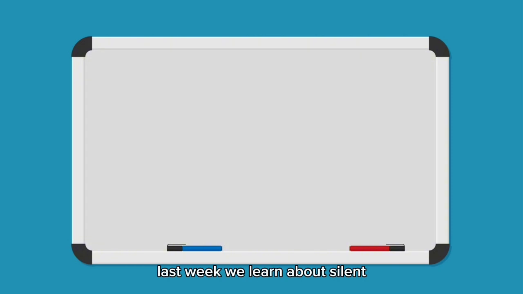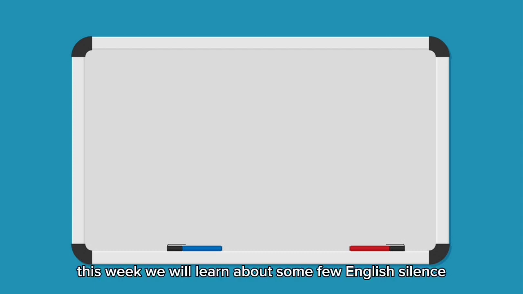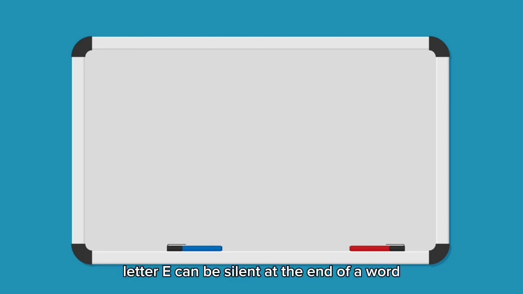Last week we learned about silent letters in a few English words from A to D. This week we will learn about some more English silent letters again, starting with letter E, which can be silent at the end of a word. For example, clue, take, taste.